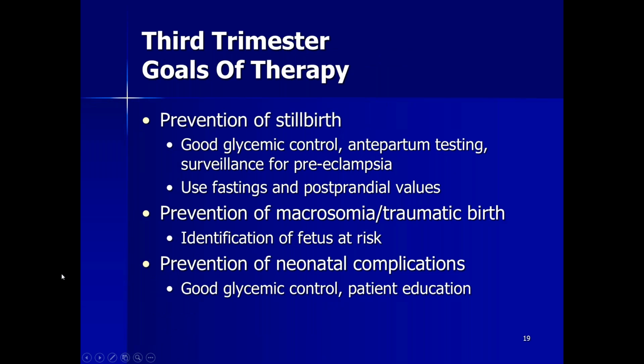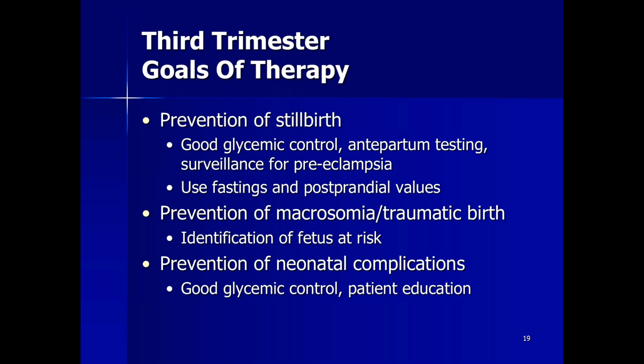Once you get into the third trimester, the thing that, of course, scares most people is stillbirth and preventing stillbirth. However, with good glycemic control, good antepartum testing, and surveillance for preeclampsia, the stillbirth rates for gestational diabetes are very low. Again, best way to manage that, use your fastings and your postprandial values for that.